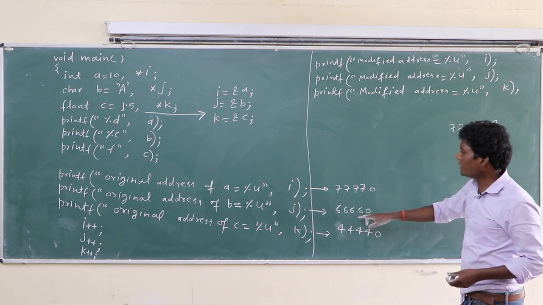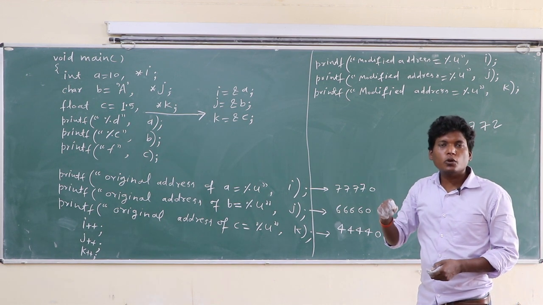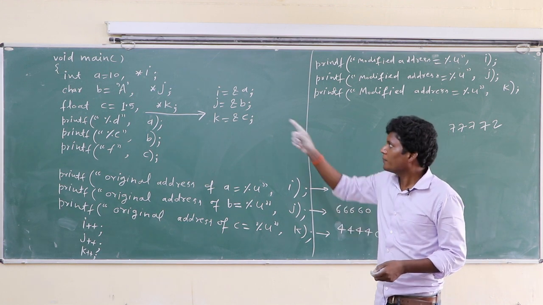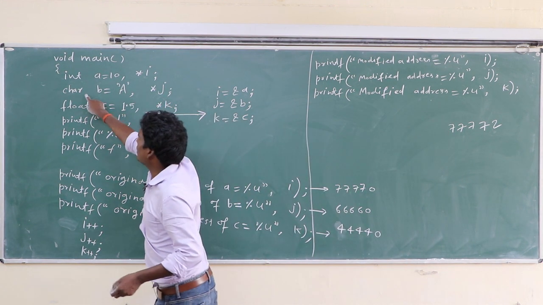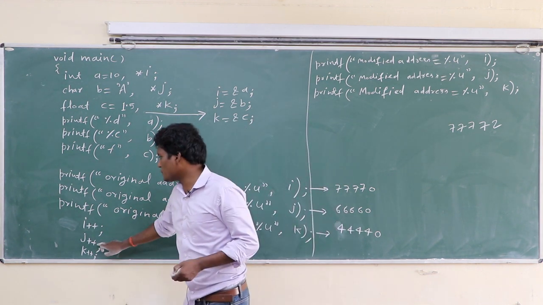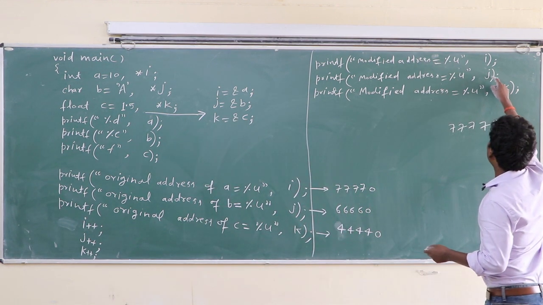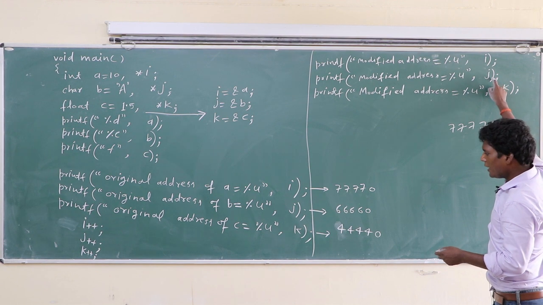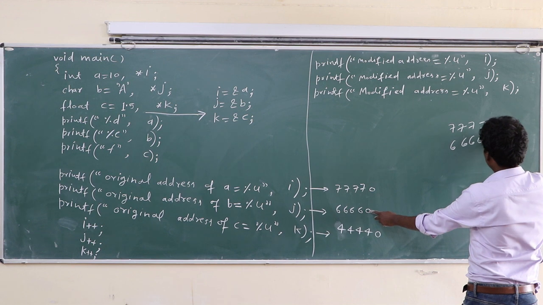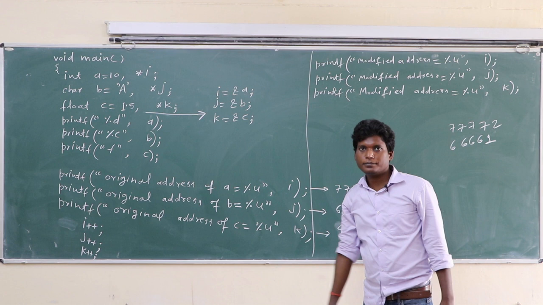So when J plus plus is done, J is a pointer to character, so it points to the next location of its type, meaning 1 is incremented, because character has 1 byte. When you increment J plus plus, only 1 byte is incremented. So here the output will be 6666. In place of 0 there is 1, because the J plus plus operation has been done.